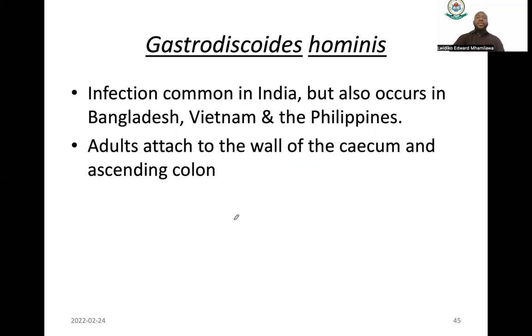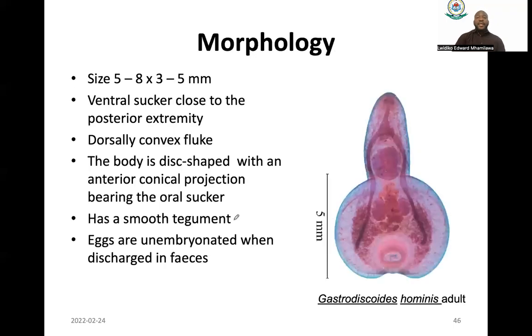And then one of the other ones is Gastrodiscoides hominis, which is a common infection in India, but also occurs in Bangladesh, Vietnam, and the Philippines. We're telling you about these diseases because you might end up practicing in these areas where these diseases are prevalent, and you should be able to understand that these are potential findings. It attaches to the wall of the cecum and the ascending colon. As I said, this is the only intestinal fluke that is in the cecum and the ascending colon. And this is how it looks in terms of the morphology.